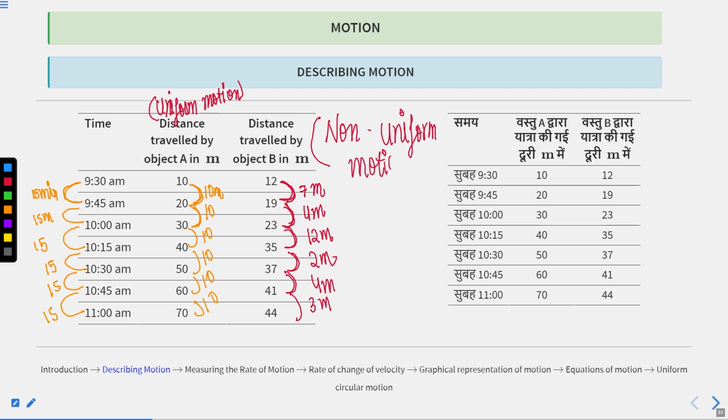Clear, class? So from this example, it is clear to us which type of motion is uniform motion and which type of motion is non-uniform motion. For uniform and non-uniform motion, the time interval should be equal. And then we will check whether the distance is equal or not. If the distance is equal, then the motion is uniform motion, and if the distance is unequal, then the motion is non-uniform motion.